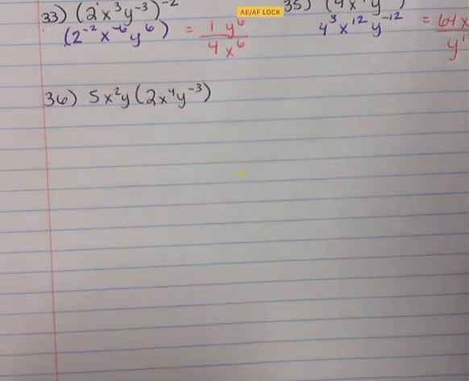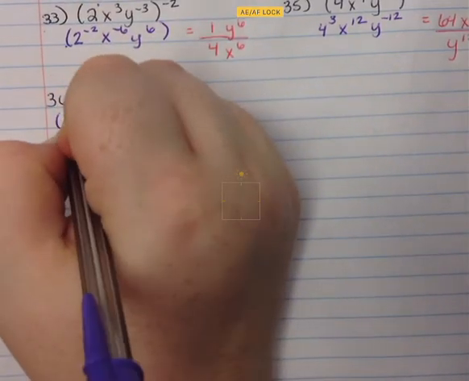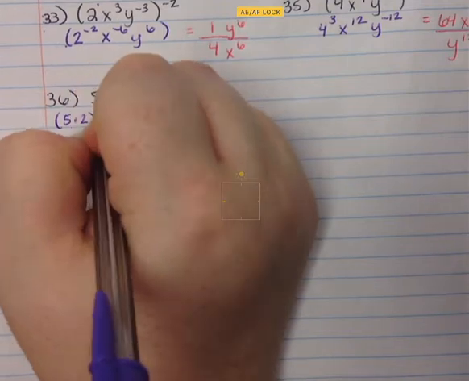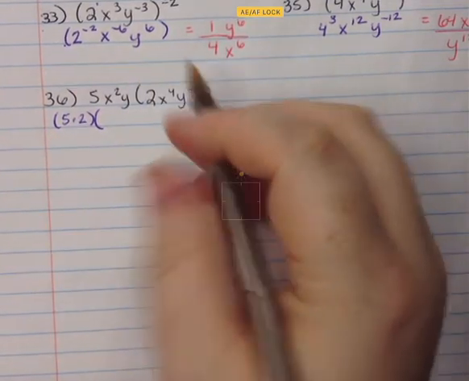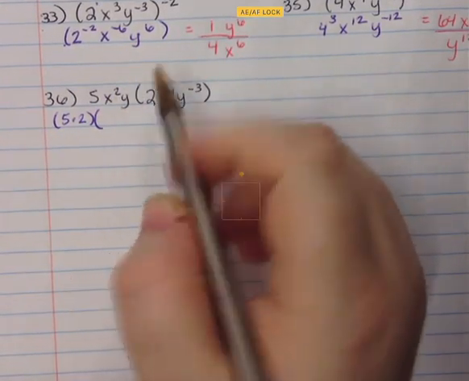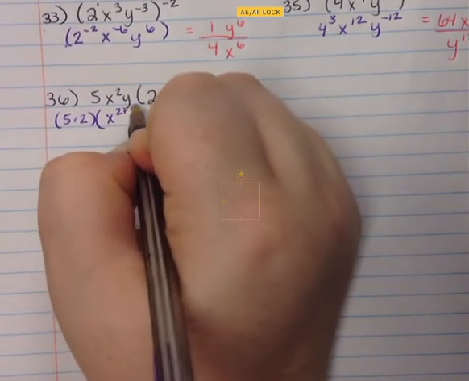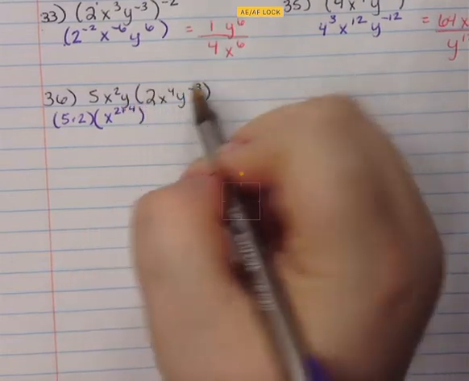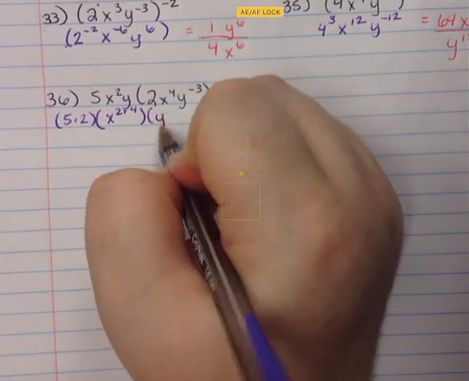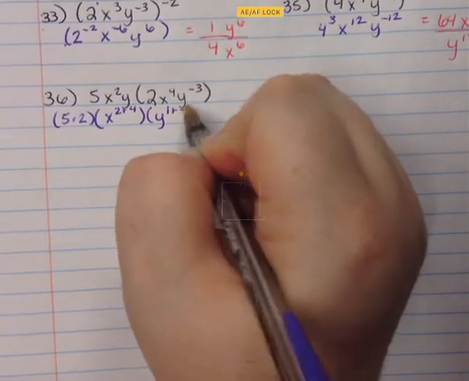So 5 times 2, we're going to do that part first. This is really 5 times 2 times. Then we do our x's. X squared times x to the fourth. We do x raised to the 2 plus 4. Then we do our y's. We have the base of y and 1 plus negative 3.